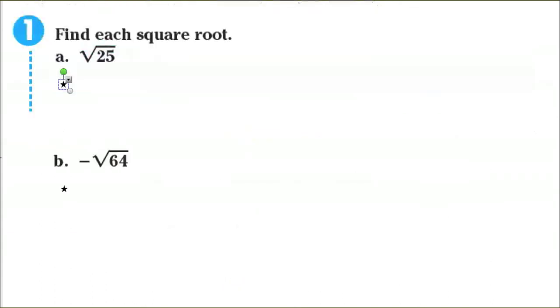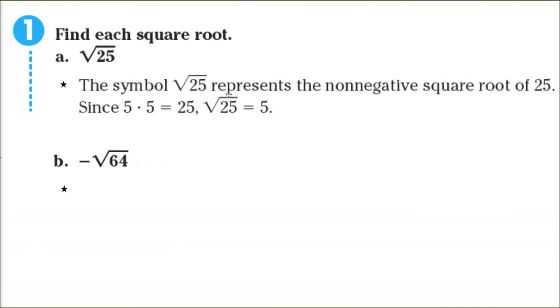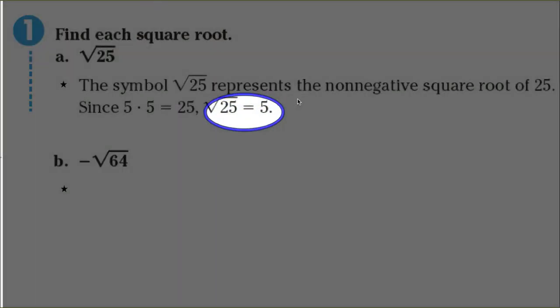Let's go on to the next one. Let's consider these examples. Find the square root of radical 25. Okay, radical 25 represents the non-negative square root of 25. Again, it is emphasizing the non-negative square root. So that means only positive or 0. Since 5 times 5 equals 25, radical 25 is nothing more than 5.